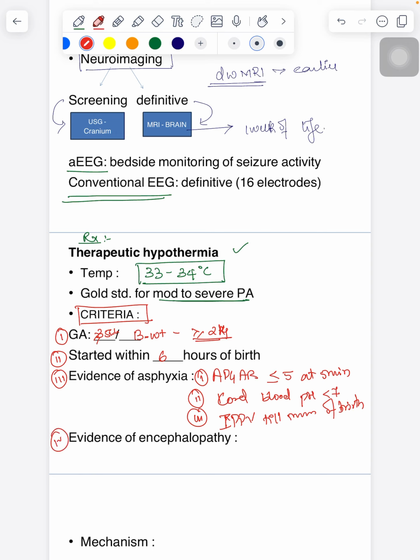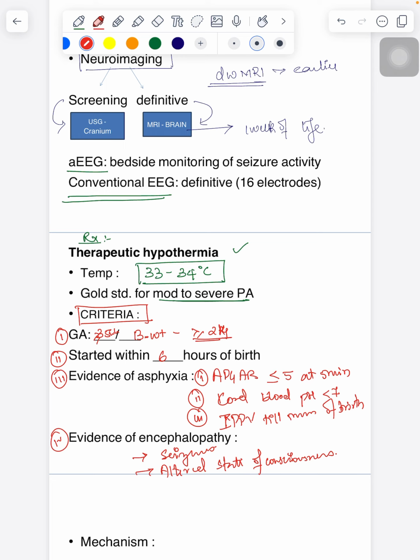Next, evidence of encephalopathy. Evidence of encephalopathy means the child is having any one of the following: clinical seizures, or an altered state of consciousness, that is, the child is in coma, lethargy or stupor. And any one of the following: hypotonia, abnormal oculomotor or pupillary reflex, or abnormal or weak suck. These are the evidence to tell that the child is having encephalopathy.